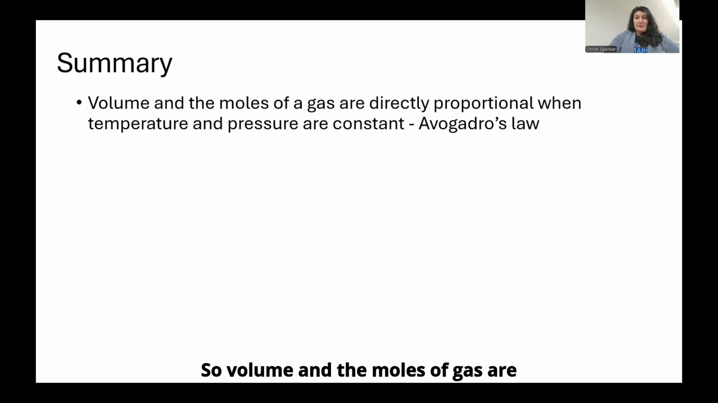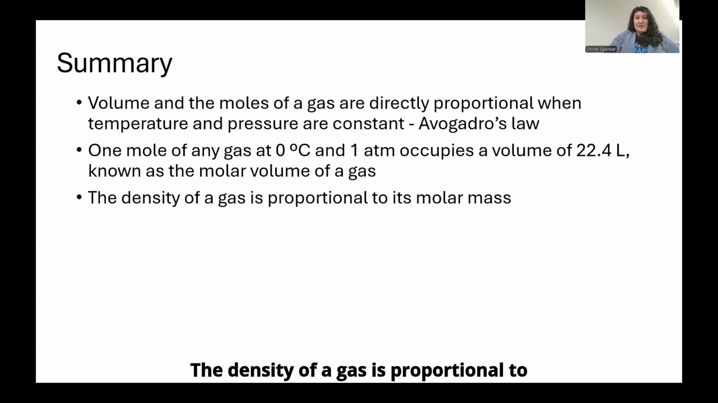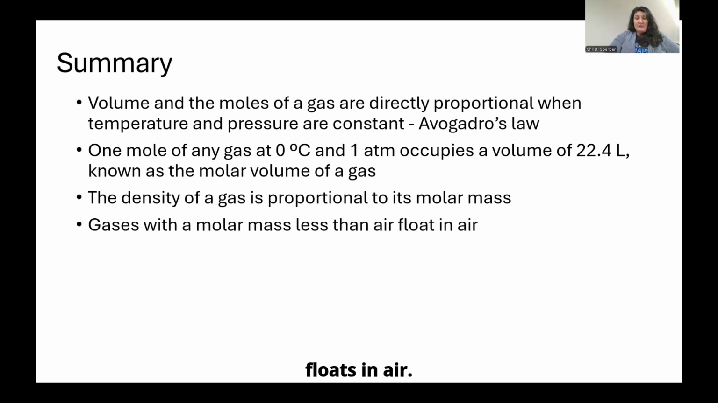So volume and the moles of gas are directly proportional when temperature and pressure are constant, according to Avogadro's law. 1 mole of any gas at 0 degrees Celsius and 1 atmosphere occupies a volume of 22.4 liters, known as the molar volume of a gas. And 0 degrees Celsius and 1 atmosphere is known as the standard temperature and pressure, or STP. The density of a gas is proportional to its molar mass. Gases with a molar mass less than air float in air.